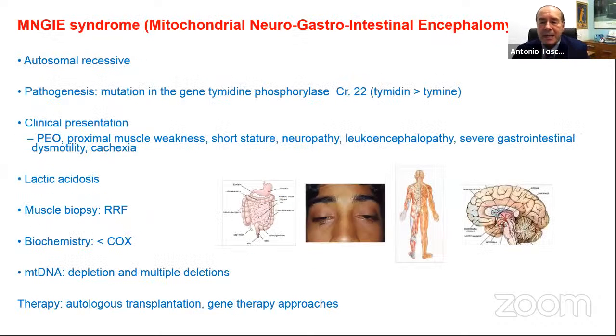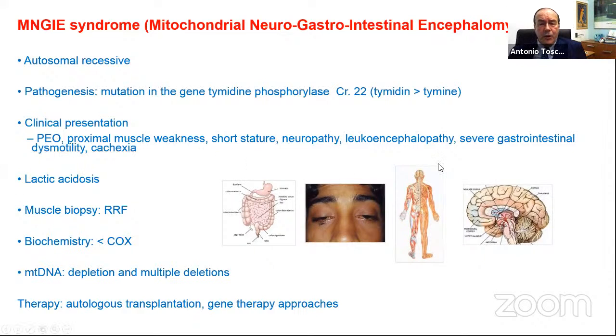And here, the main clinical picture of the MNGIE syndrome I mentioned earlier. This is a very devastating mitochondrial disorder. Commonly, you can see in the patient external ophthalmoplegia, proximal muscle weakness, and also symptoms of neuropathy. But what is very important is the severe gastrointestinal involvement that provokes cachexia, and these patients are really severely affected.